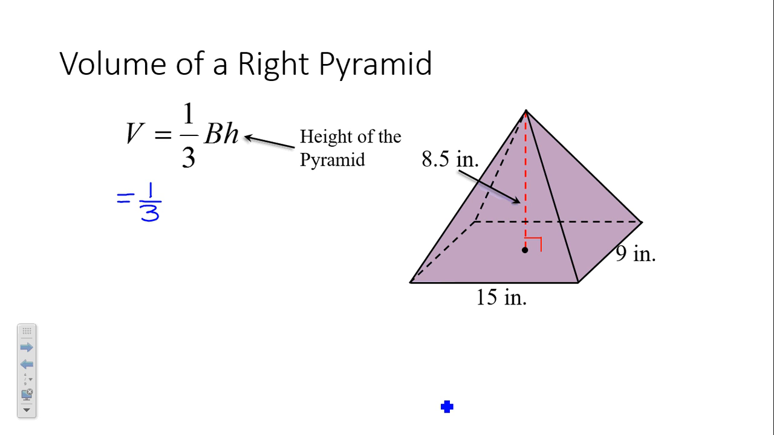So how do you find the area of a rectangle? Length times width. So we're going to take the 15 times the 9. Okay, so 15 times 9 is going to get us 135. So 1/3 times 135 times the vertical height this time, the perpendicular height, not the slant height. So times 8.5.